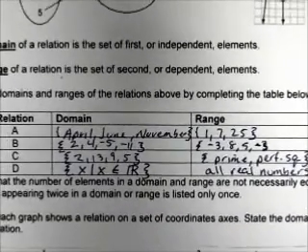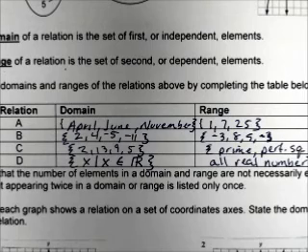Notice that the number of elements in a domain and range are not necessarily equal, and an element appearing twice in a domain or range is listed only once. In 1 through 6, each graph shows a relation on a set of coordinate axes. State the domain and the range of each relation.